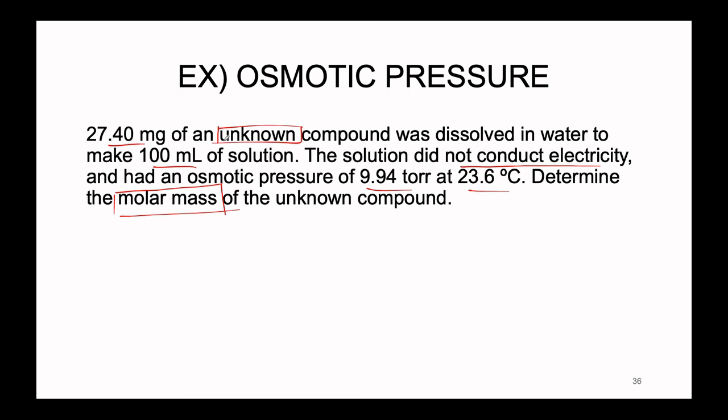Let's solve this problem and then call it a day. So we have, as we can see, an osmotic pressure. We know that this problem is going to more than likely involve our osmotic pressure equation as a result: pi is equal to i M R T. Ultimately, we are trying to find a molar mass. So how can this equation help us to find a molar mass?